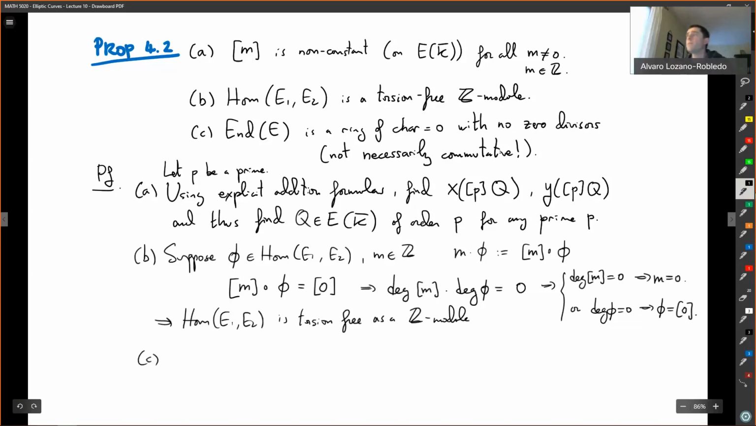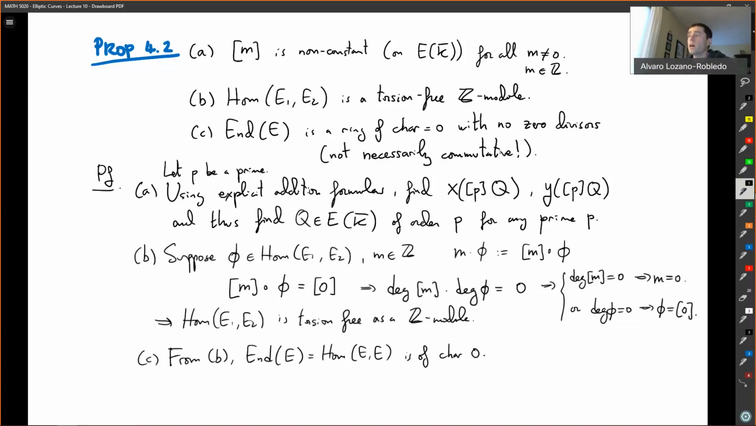And for part C, from B, I already see that the endomorphism ring, which is Hom from E to E, has to be of characteristic 0, because if it was of characteristic p, there would be torsion, right? So now I need to show that there are no 0 divisors. If I had a 0 divisor, that would mean that I multiply two endomorphisms and I get the 0 endomorphism.